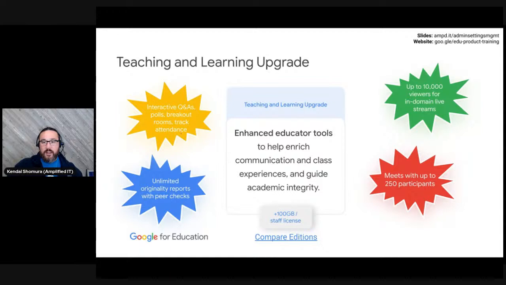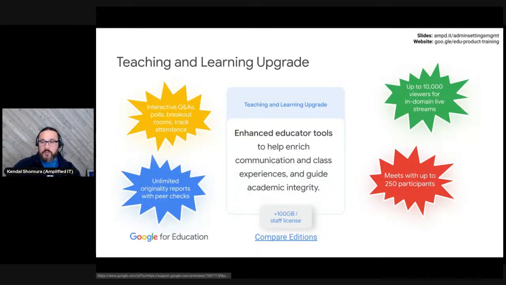That's a huge one. Unlimited originality reports with peer checks. Peer checks is that additional option that you get with Teaching and Learning Upgrade and Plus, and then Meet with up to 250 participants and up to 10,000 viewers for in-domain live streams. And you can also record those meets and they get saved to Drive.